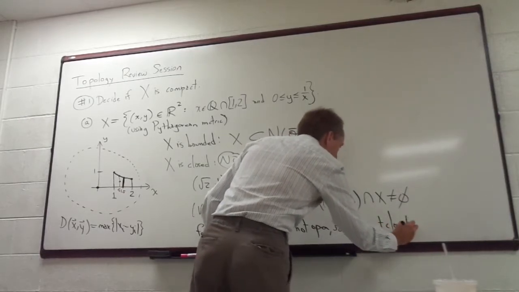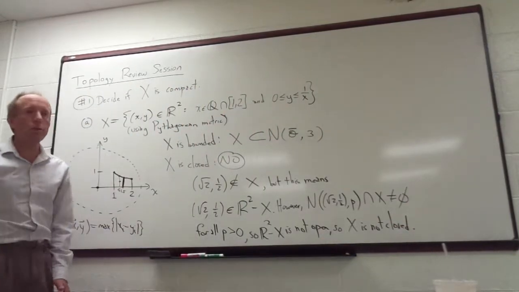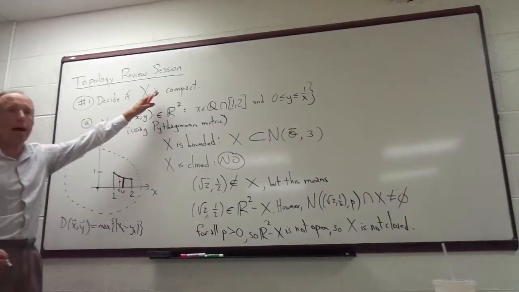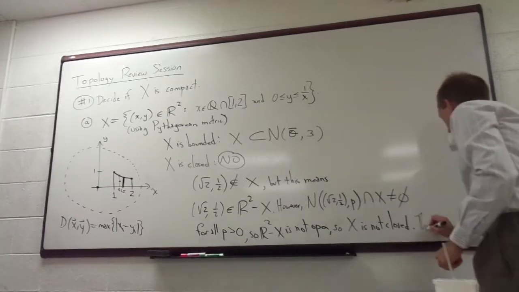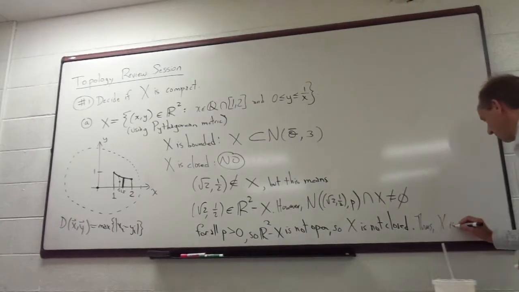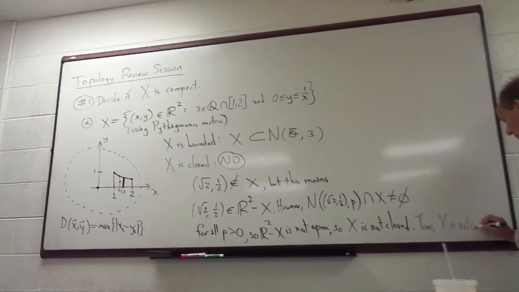And if X is not closed, then what is our conclusion about whether this is compact? It's not compact. It's not compact, right? So thus, X is not compact.